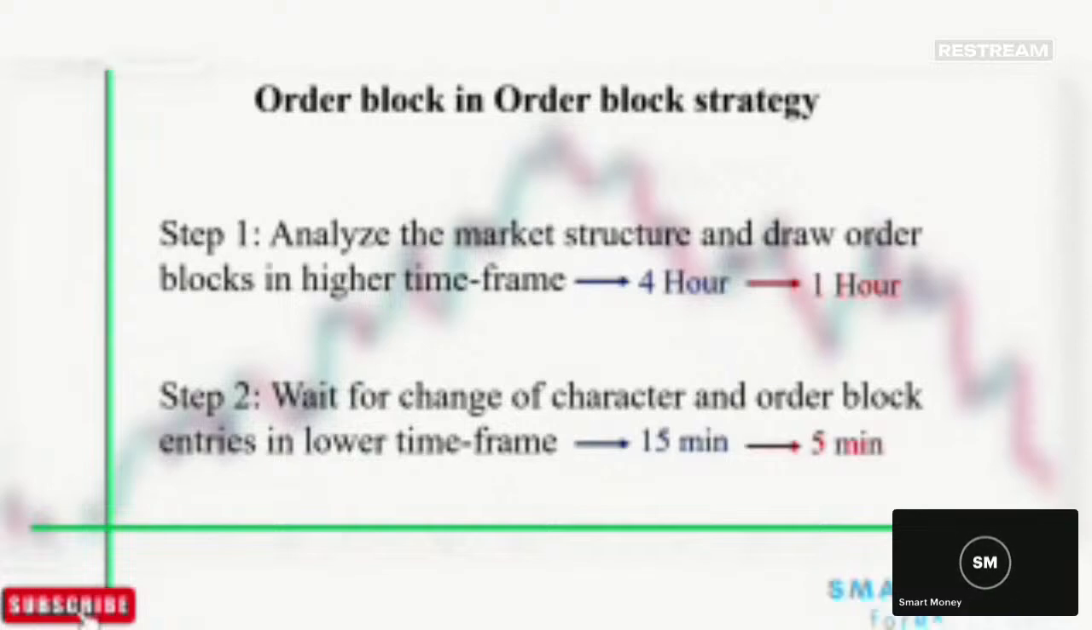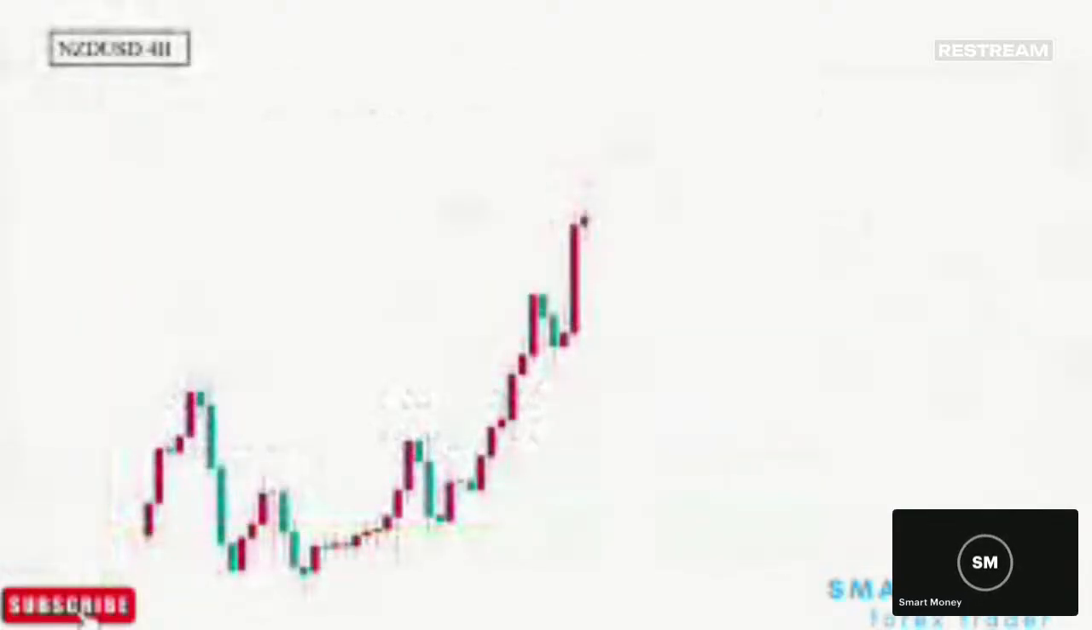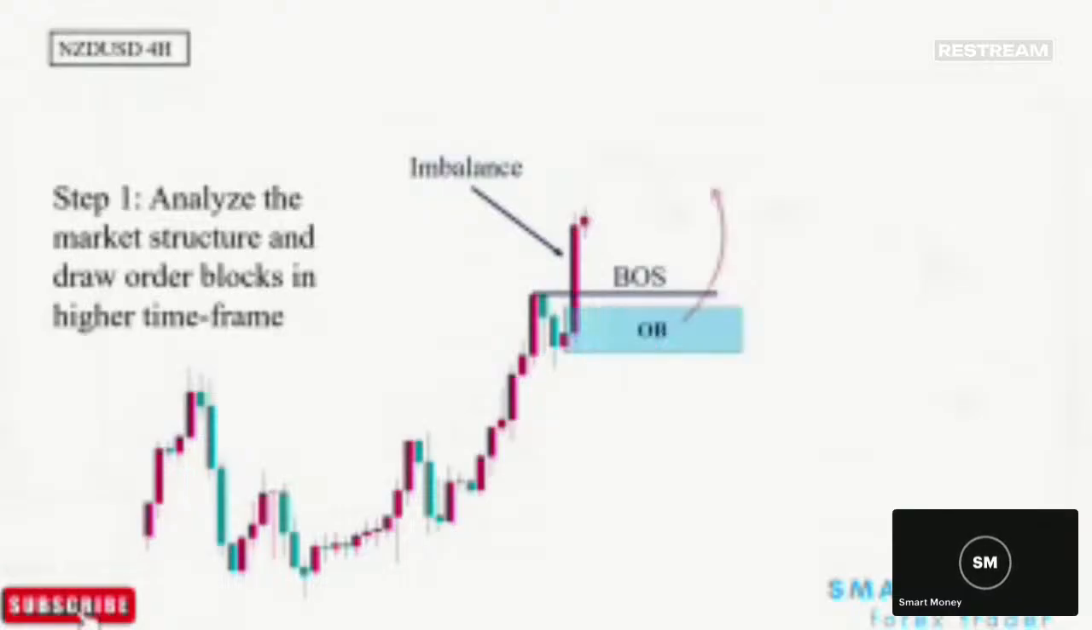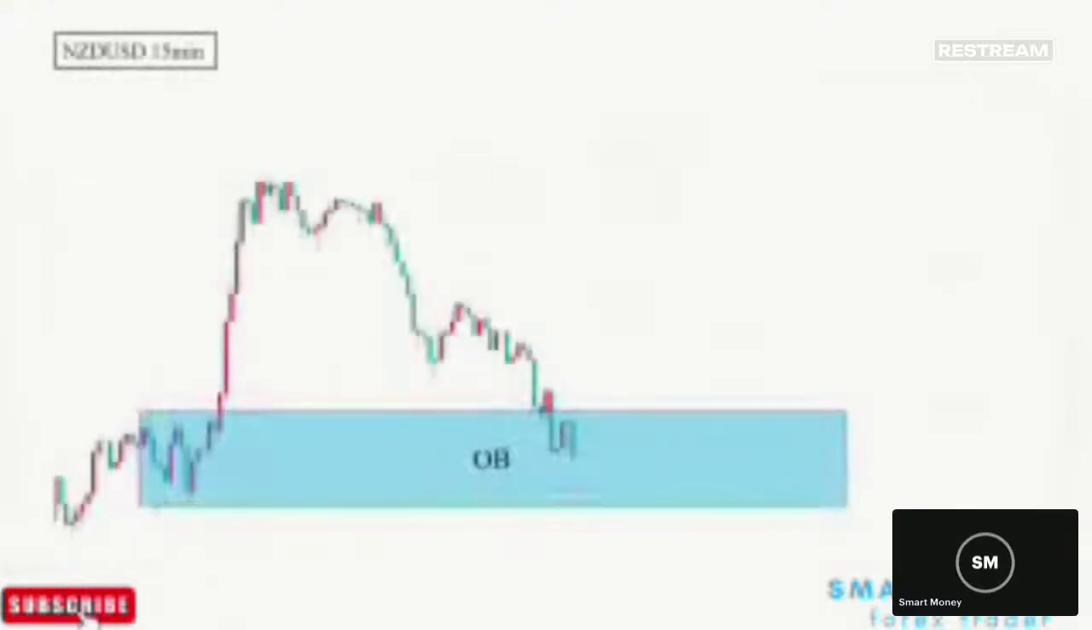So let me explain to you the steps of this strategy on the candlestick chart. Look at this 4-hour chart of the New Zealand dollar, which is our higher time frame. In the first step, we analyze the market structure and point out the most recent order blocks. Here we have an uptrend with this recent move with imbalance and break of structure. So this level is a perfect order block that can potentially get rejected and give us a trading opportunity. Now all we have to do is wait for the price to touch the order block zone.